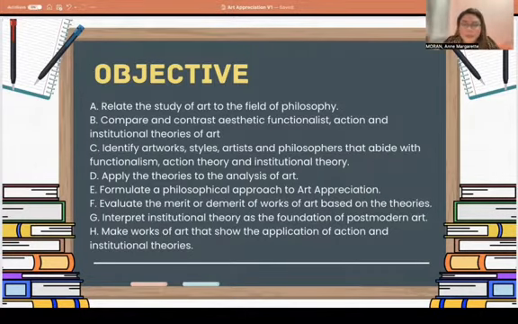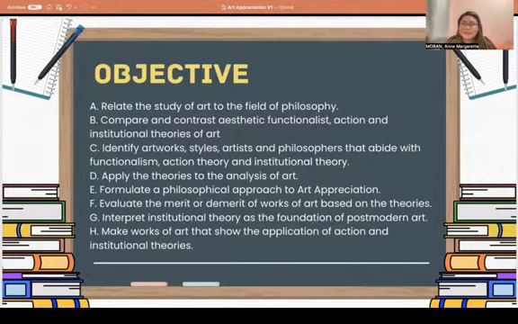Letter D, we will be able to apply the theories to the analysis of art, if that is still being practiced at this time, and what changes have been made. Letter E is that we could formulate a philosophical approach to art appreciation and how it is relevant to the subject. Letter F is we can evaluate the merit of works of art based on the theories.